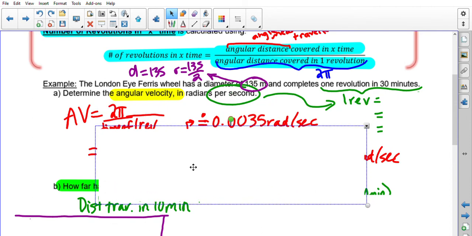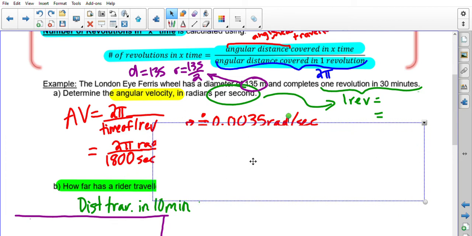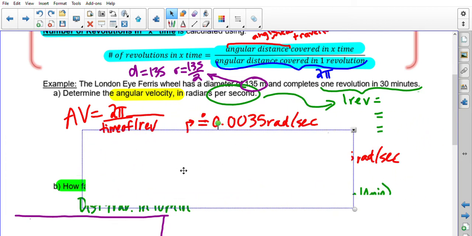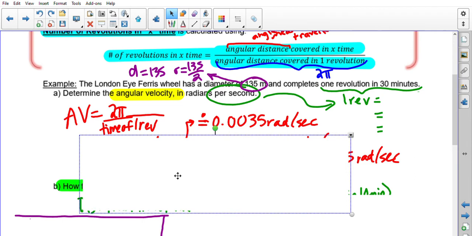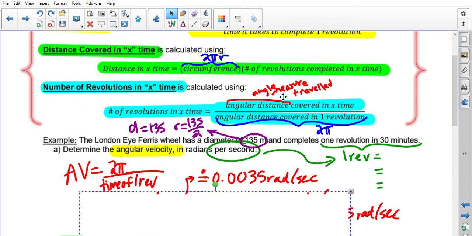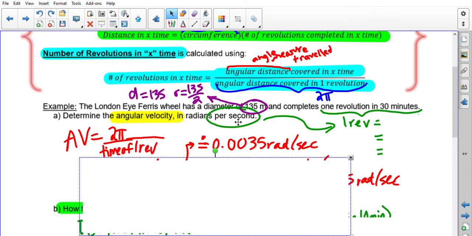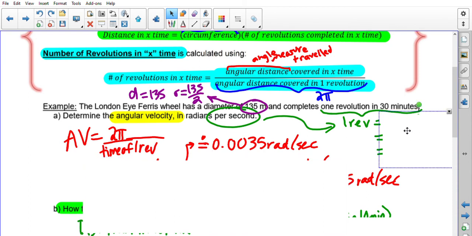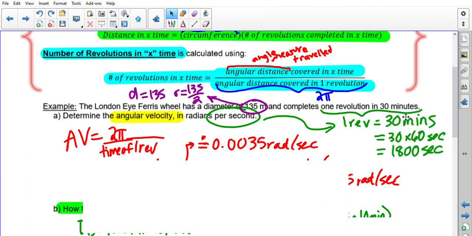All right, so I want you to think of this here. We know it's going to be 2 pi divided by the time of 1 revolution, right? So I'm looking up here in yellow: 2 pi divided by the time for 1 revolution. Because they want it in seconds, and because unfortunately our question gave us how long 1 revolution is in minutes, we just have to convert. So we're converting 30 minutes to seconds. We're doing 30 times 60. So that means 1 revolution is completed in 1800 seconds.